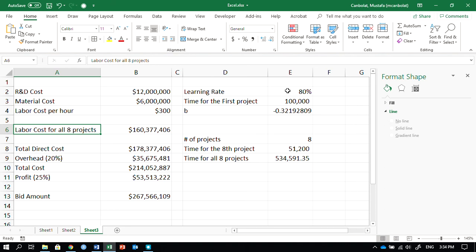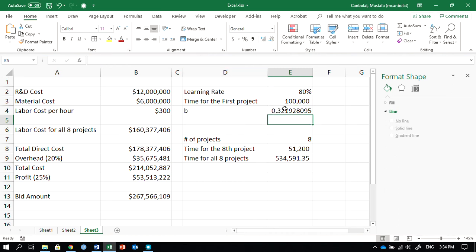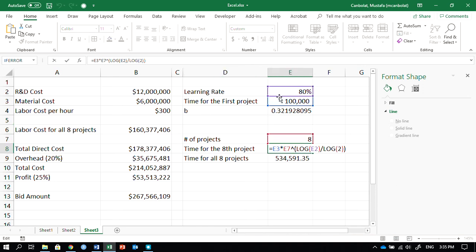Assume that the learning rate is 80% and the time for the first project is 100,000. Then we find what B is, okay? And let's just be concise and just put a negative there. So this is your B, and then the number of projects is 8. Time for the 8th project is what?